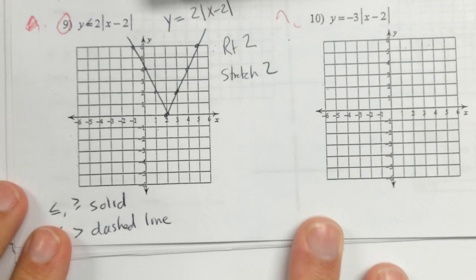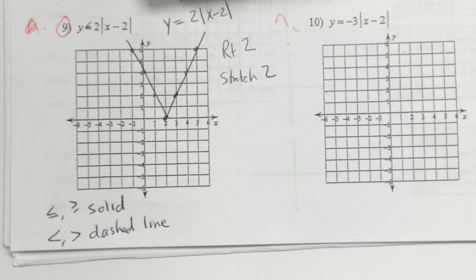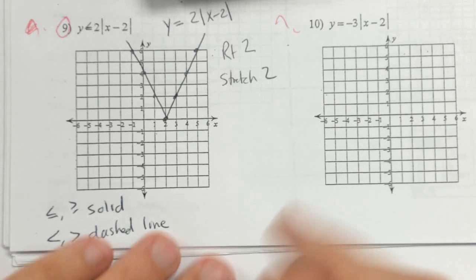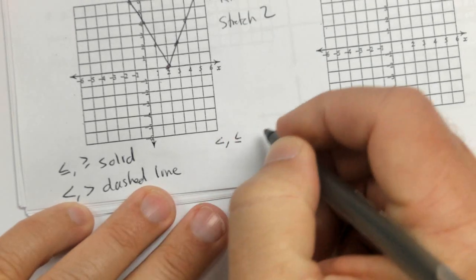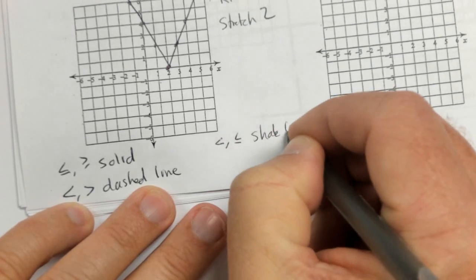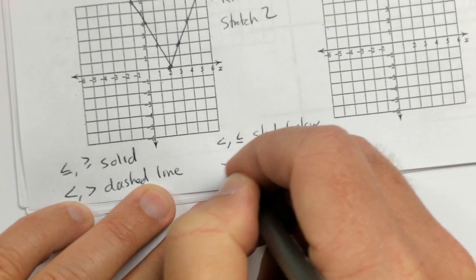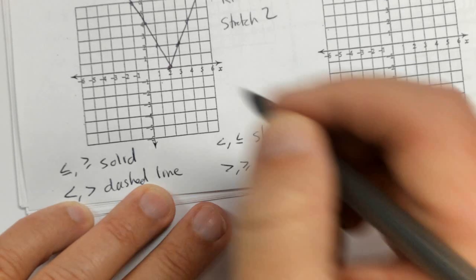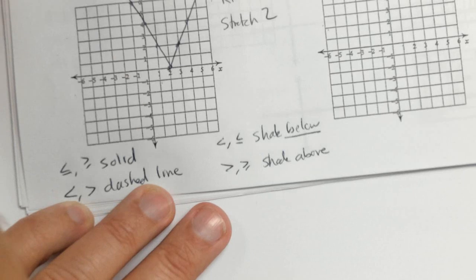And then how do I know where to shade? If it's less than, that means I want everything less than. Don't think outside, inside. Think up and down. Y is an up and down thing. So less than is, I want all the y values that are less than the v, so that's under the v. So less than means shade below. So less than or equal to is shade below. Greater than would mean shade above. So I'm not going to do that with the pen.